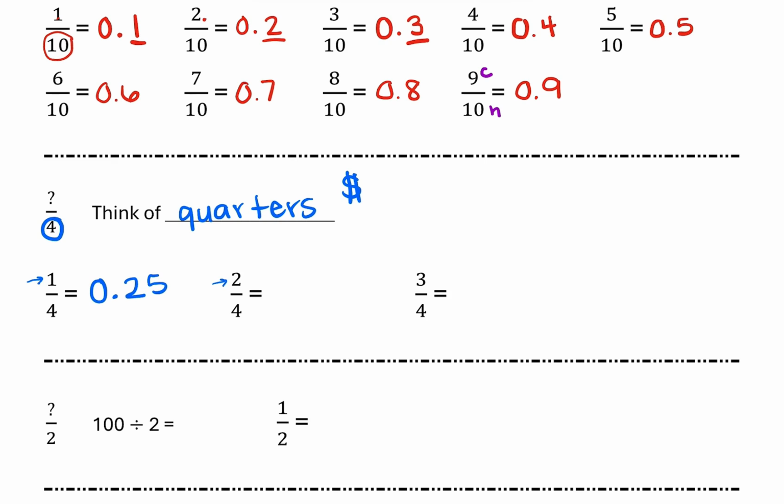So this would be 2/4. That would be 50 cents, so 0.50. This would be 3/4, so $0.75. So again, this works when your bottom number is a 4 and we think of quarters, and the top number is the amount of quarters. All right.